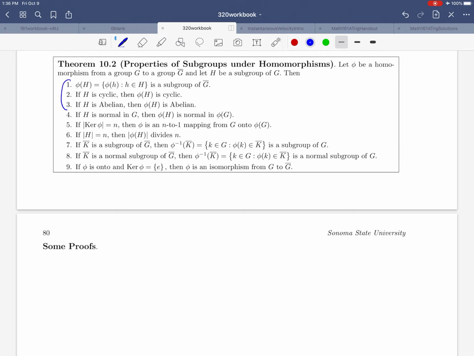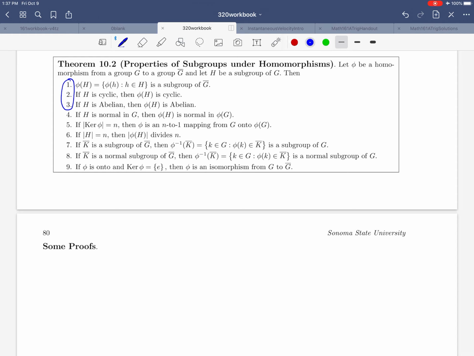So the first three, in fact, are things that we keep. If H is a subgroup, then phi of H is a subgroup of G bar. And if our subgroup in G is cyclic, then the image phi of H is cyclic as well. If H is abelian, then phi of H is abelian as well. So those are three results that we've already known for isomorphisms, and we keep them for homomorphisms.